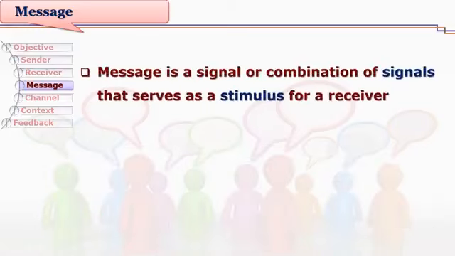A message is a signal or combination of signals that serves as a stimulus for a receiver. You see some signal or you hear some signals. Language is also a combination of signals. So, all these signals received by a receiver work as stimuli. We get a stimulus from the sender and then we tend to respond to it.